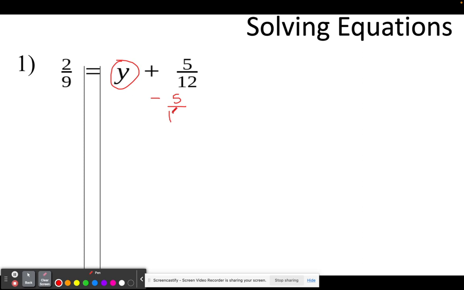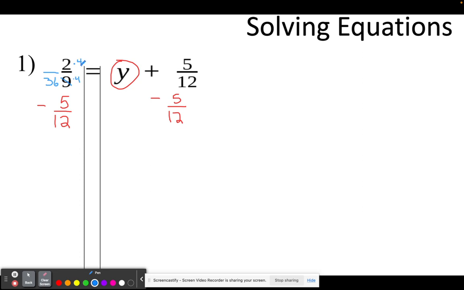The problem is I do not have a common denominator. So before I can go any further, I'm going to need a common denominator. What do you think I should use? I think my least common denominator here is going to be 36. So I can multiply my 9 by 4 and get 36, and I can multiply my 2 by 4. Write that in there, times 4, just so you remember what you did.